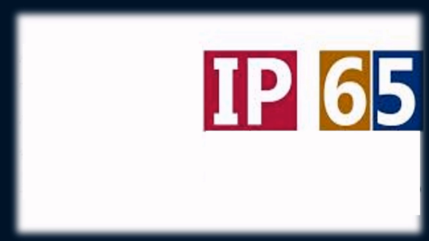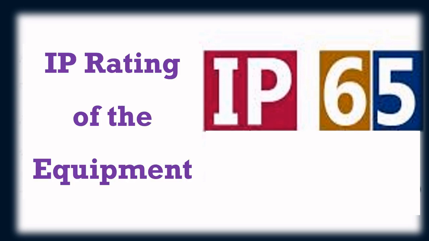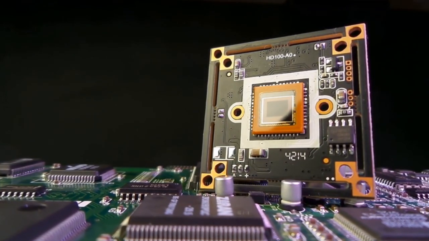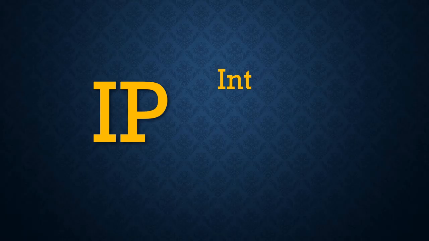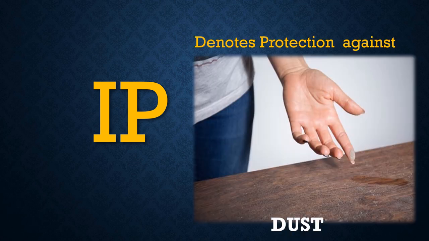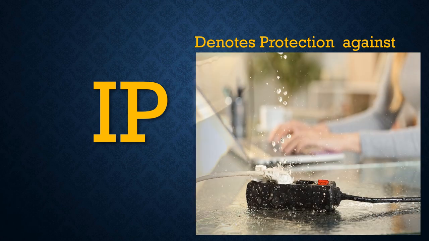Hello friends, today we are going to discuss the IP rating of various electrical and electronic devices, outdoor equipment, and other equipment. Ingress Protection or IP ratings, also known as International Protection Ratings, are standardized codes that define the degree of protection provided by an enclosure against the intrusion of solid objects, dust, water, and other foreign particles.